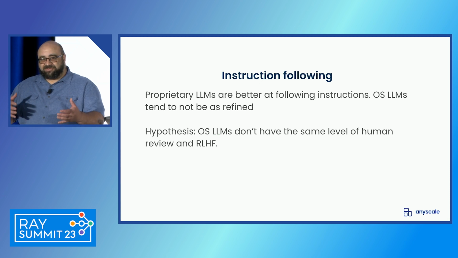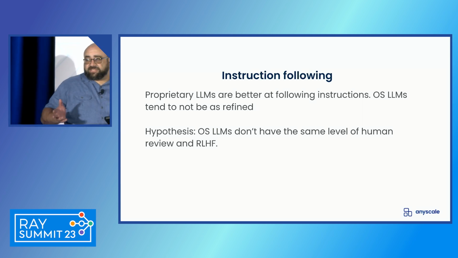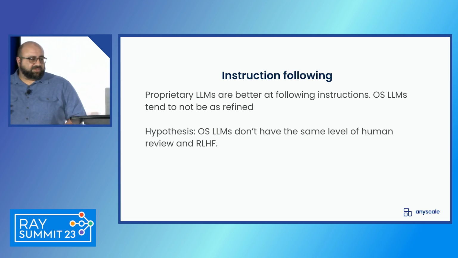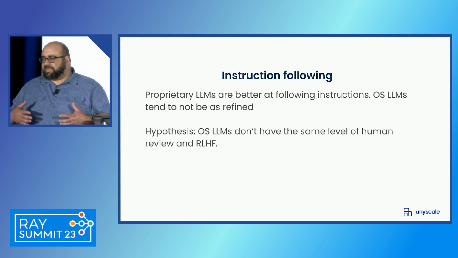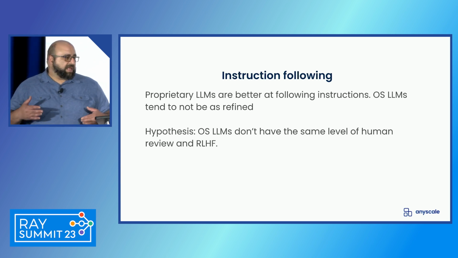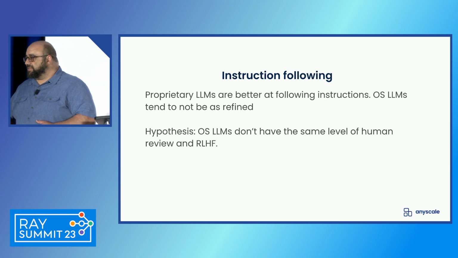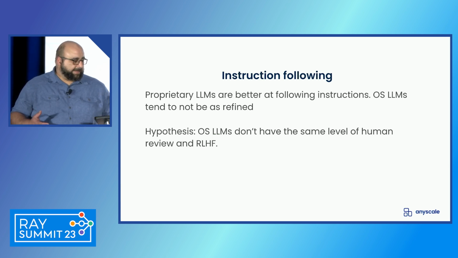And if you're ever wondering how OpenAI does this, they have teams of thousands in Kenya manually labeling the output of GPT-4 to make sure it gets better every time, right? At least that's what's being reported in the media. So my hypothesis is that the open source systems don't have the same level of human review and the same research that's been done into reinforcement learning through human feedback.